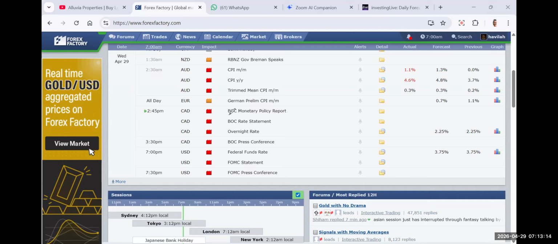By 2:45 p.m., there'll be the Bank of Canada monetary policy report, Bank of Canada rate statement, and overnight rate. By 3:30, there will be the Bank of Canada press conference. So today is for the Canadian dollar. We expect a lot of volatility on the Canadian dollar, and I'm going to show you the specific instruments I'm looking at on the card for this. The setup is quite a good one.